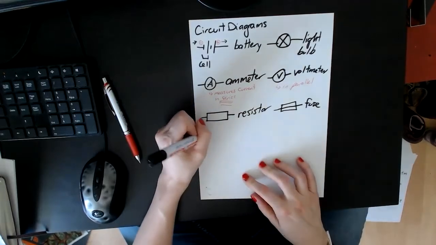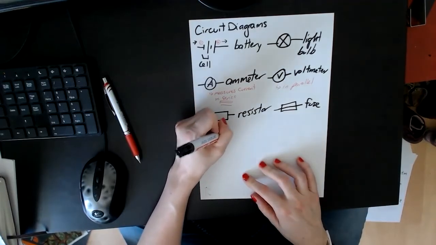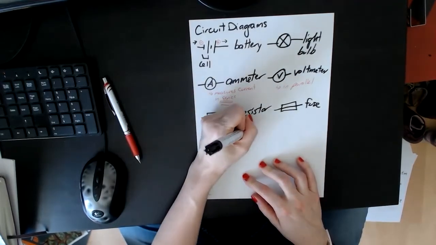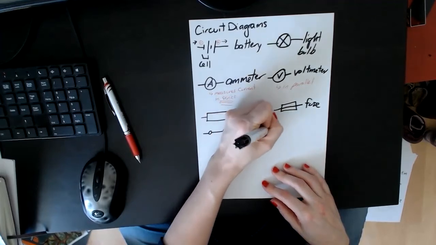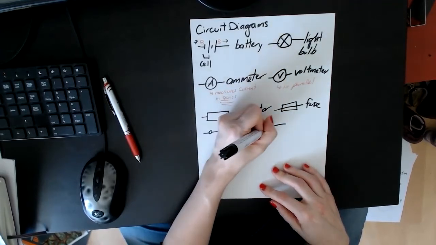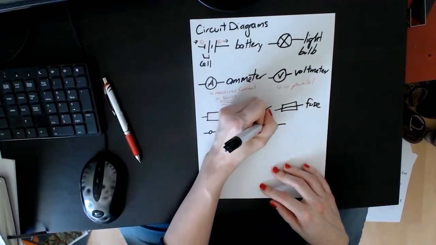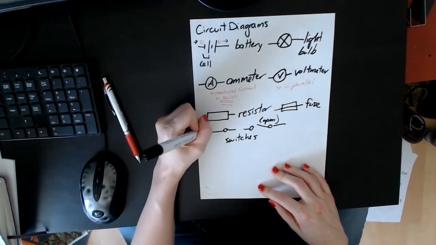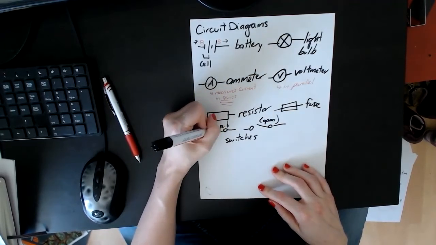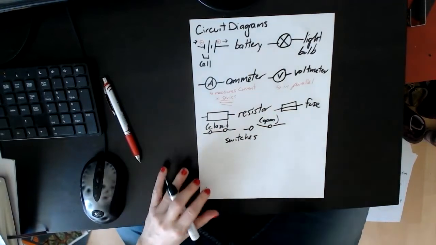What else? Oh, a switch. So this would be a closed switch. You can also have an open switch. So these are switches. This is open, obviously, and so you wouldn't get any current flowing. This is closed. The lines are just wires.